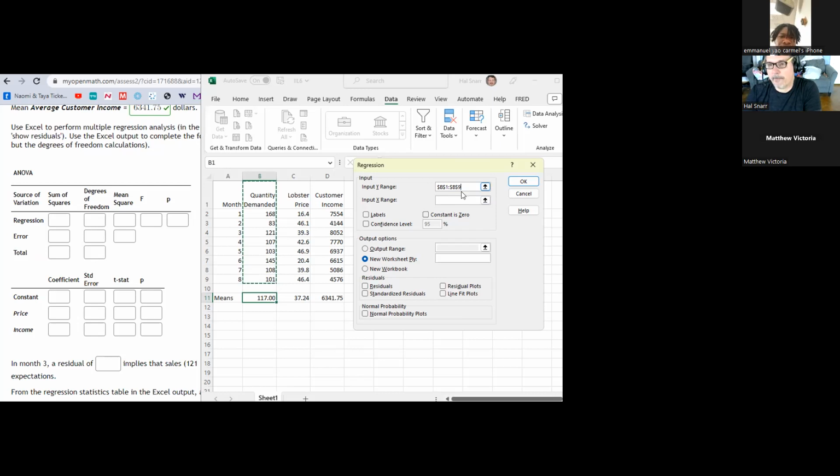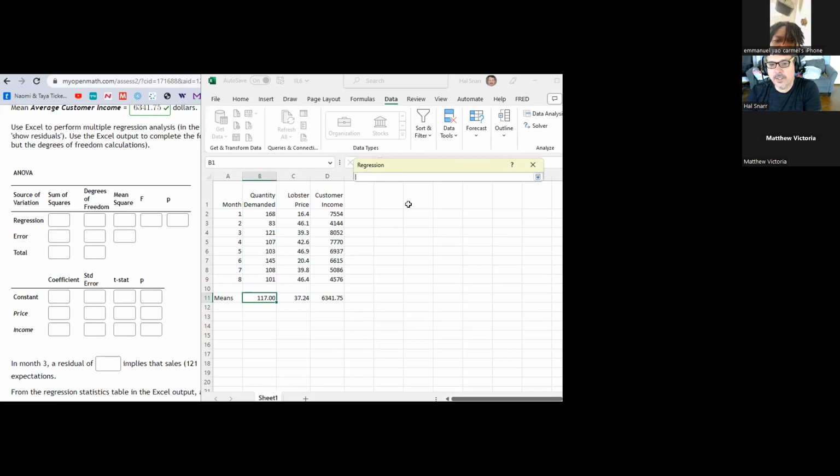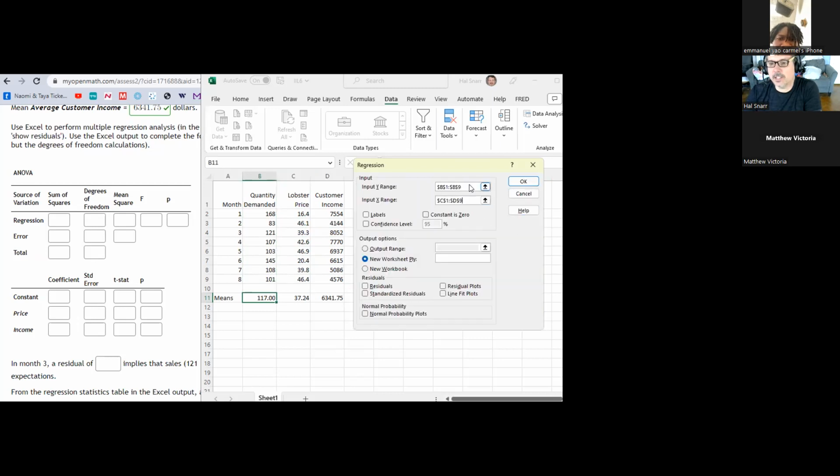And then your X input range is from C1, holding down your left mouse button, down to D9. And you got the dashed line around both columns, right? So you got your data loaded, right?